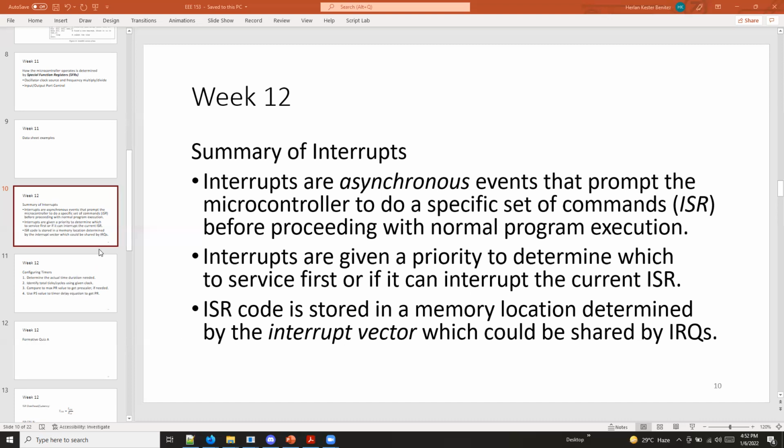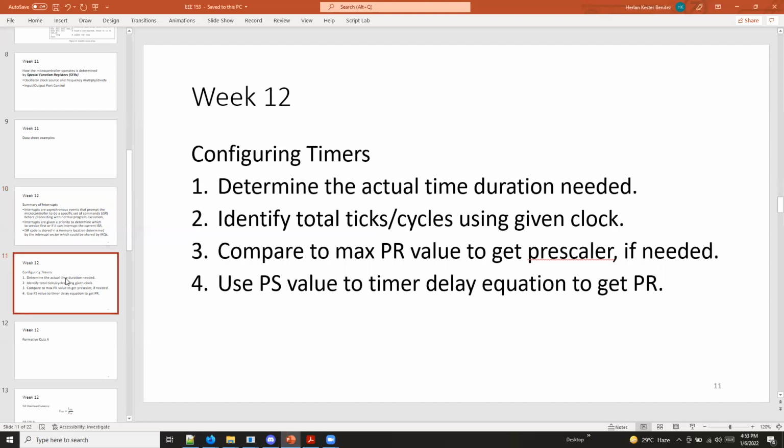After interrupts, one of the most common interrupt sources are our timers. Timers are basically counters of our clock cycles or input transitions. In configuring timers, we mostly want to determine first the actual time duration needed, and then identify the total number of cycles using the given clock to get that time duration. Then we get the prescaler and the period register values depending on the needed delay.